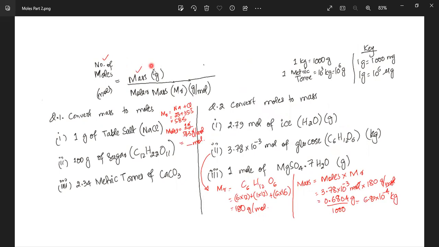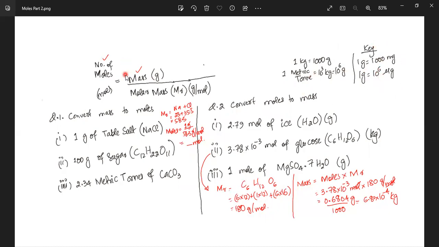Moving on, we started off with a simple formula, mass mole conversion. The number of moles can be found out if we have mass in grams. If we don't have mass in grams, we can always convert them. Here's the key on the top right portion. 1 kilogram is equal to 1,000 grams. 1 metric ton or 1 ton is equal to 1,000 kilograms, maybe 1 million grams, or 1 gram is equal to 1,000 milligrams or 10 raised to power 6 micrograms. So that's the key for conversion.